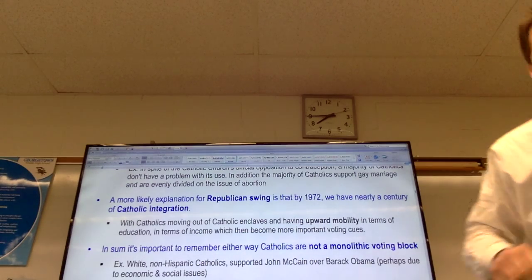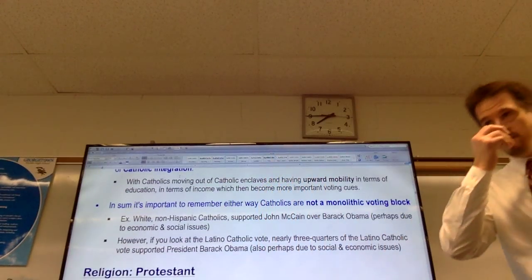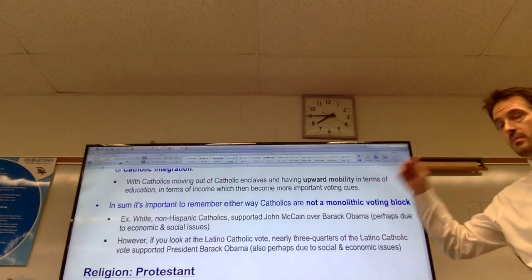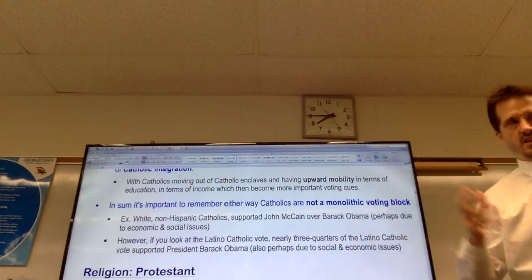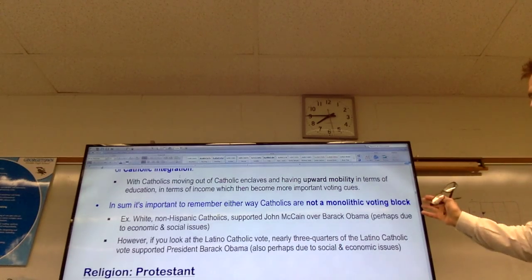So here again is where I'm cautioning you. As a social studies teacher, I keep saying never generalize and don't stereotype. And here I'm reminding you that none of these voting blocks are monolithic. Remember monolithic, that kind of singular structure. There's some complexity to it.